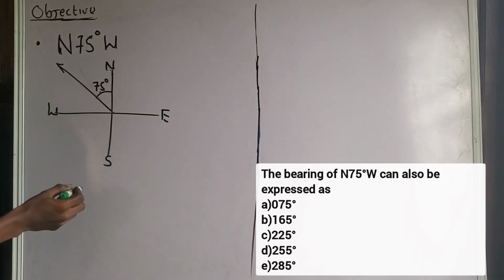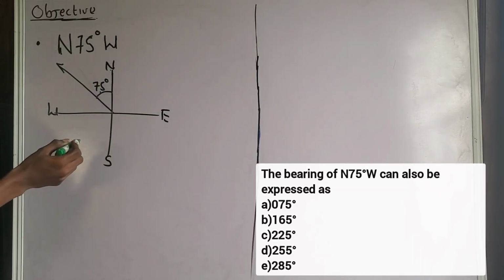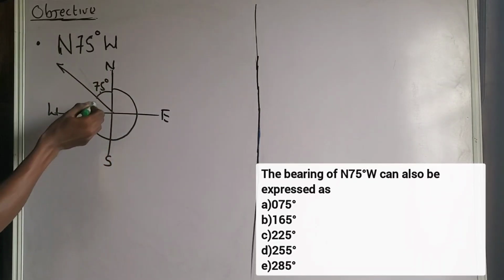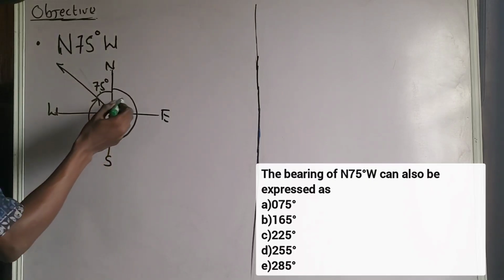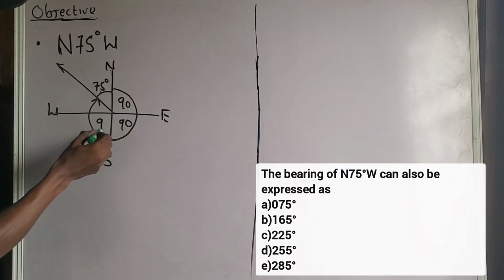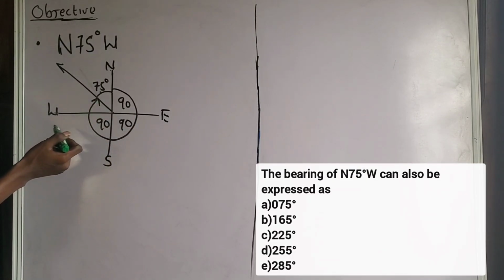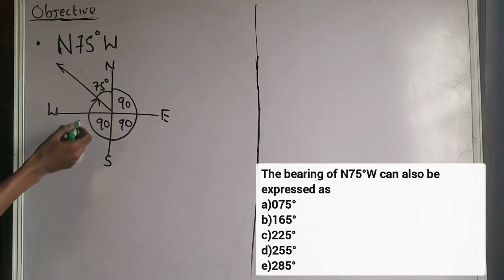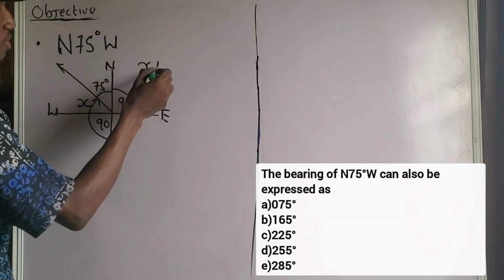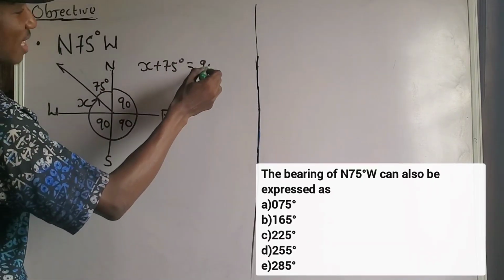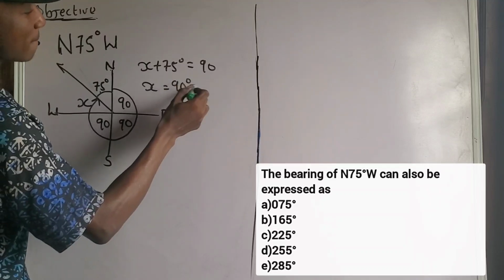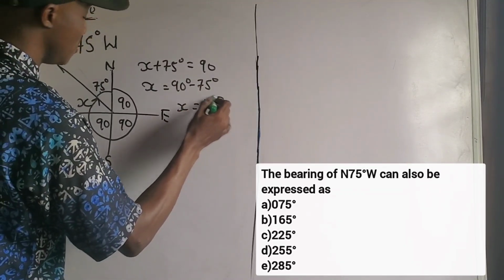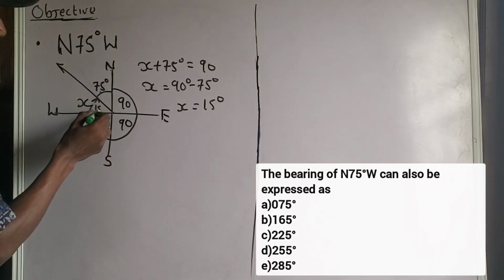Now, the equivalent angle, listen to me carefully. The equivalent angle of north 75 degree west will be the sum of angle that comes from this point to this point. Are you getting it? So this is 90, this is 90, this is 90. Now, we need the smallest angle that is here. To get the smallest angle that is here, you know that the sum of angle in this point is what? 90. So if this angle is x, x plus 75 degree will be equals to 90, right? X equals to 90 degree minus 75 degree. X is equals to 15 degree. So the smallest angle here is 15 degree.